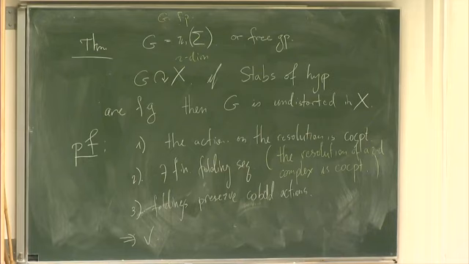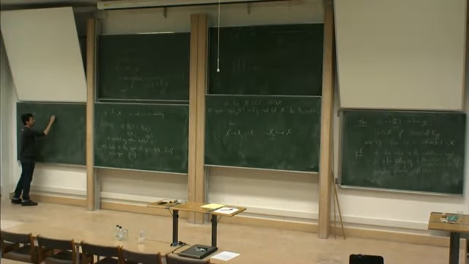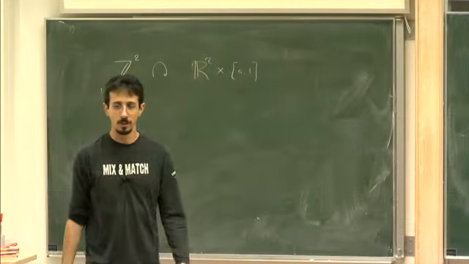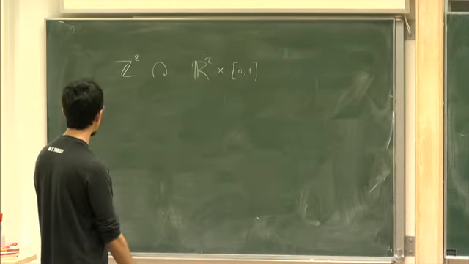Let me try to describe such an example of a co-compact action that resolves to a non-co-compact action. If I have Z2 acting on R2 times an interval, a very nice cube complex. So how would it act on this?